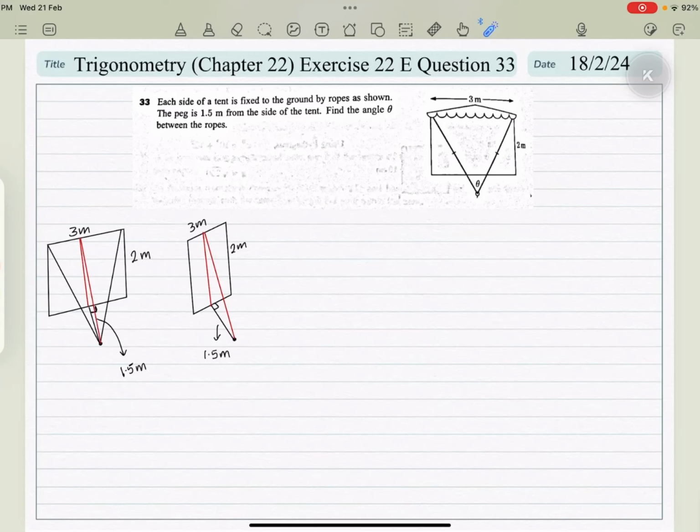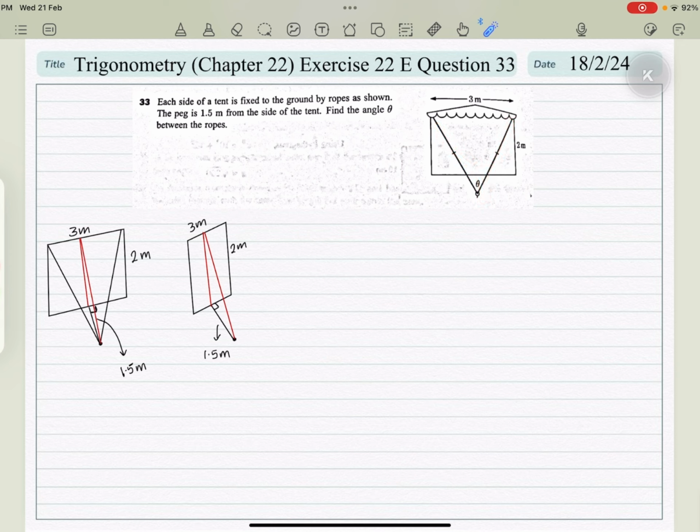Hello everybody, so today we're going to be dealing with Trigonometry chapter 22, exercise 22a, question number 33. This question states that each side of a tent is fixed to the ground by ropes as shown. The peg is 1.5 meters from the side of the tent. The angle that we have to calculate is the angle between these two ropes, that's theta.